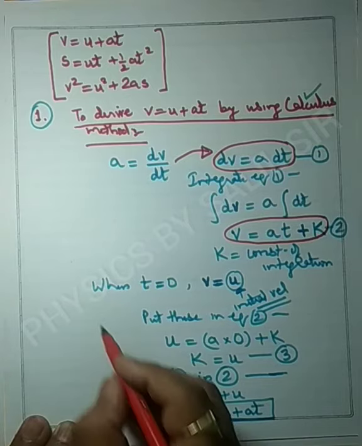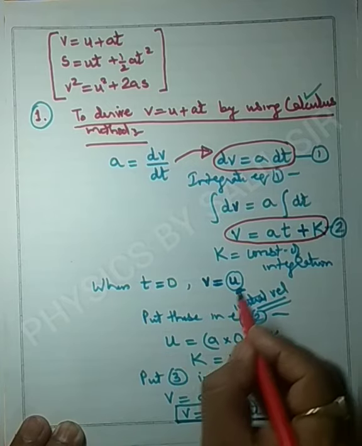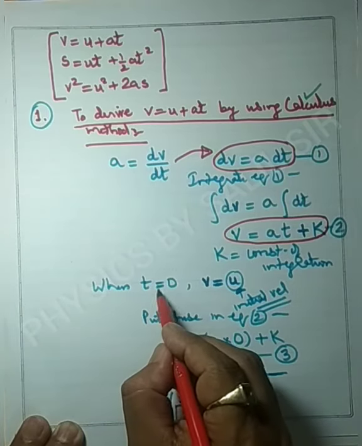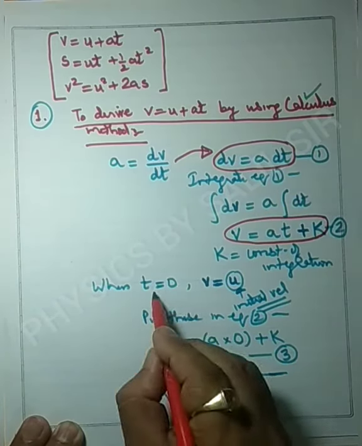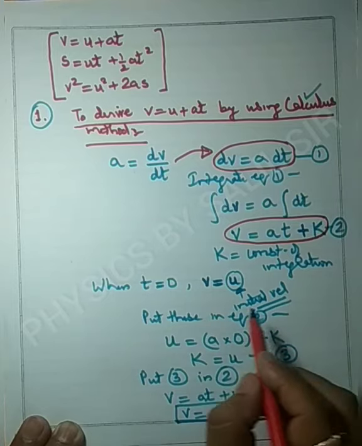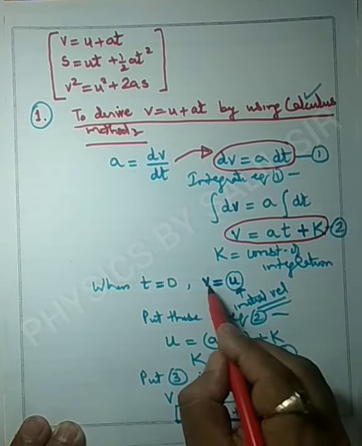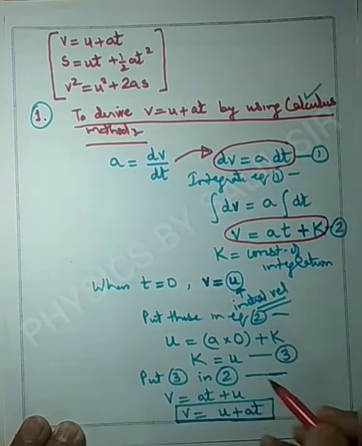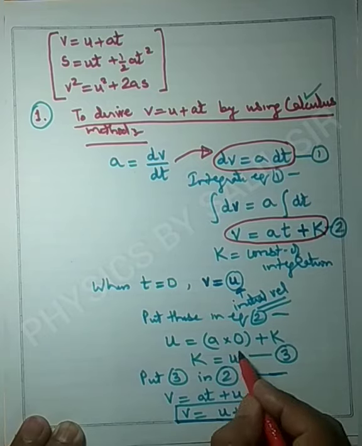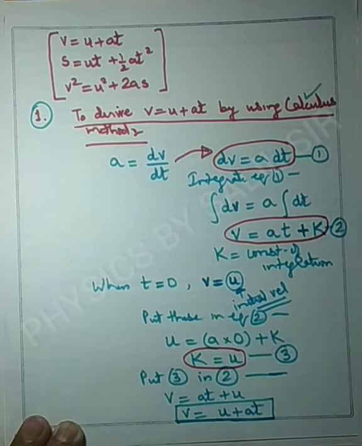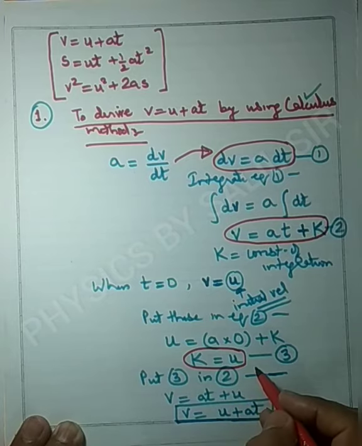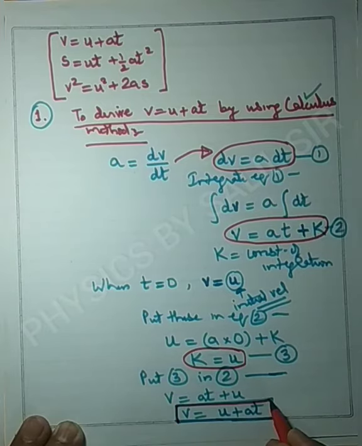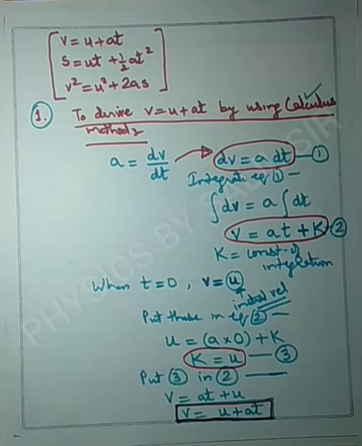And the third step, we will think about the velocity at the time of start of the motion, and the time at the start of motion is 0 second, so we will take t is equal to 0, but at that time the initial velocity is given, so v is equal to u. When we put t is equal to 0 and v is equal to u in equation number 2, we will get k is equal to u. And when finally we put k is equal to u from equation 3, we will get v is equal to u plus at. So this is the first derivation.